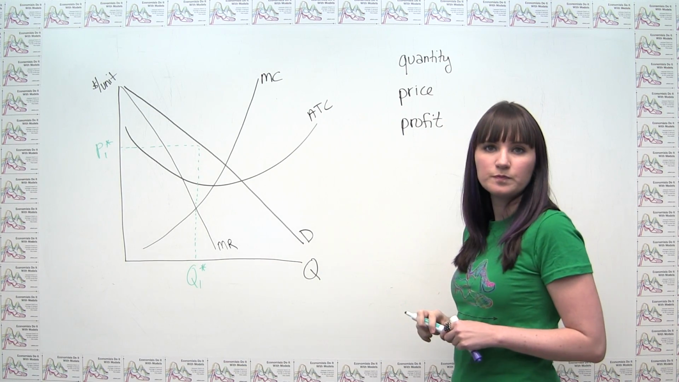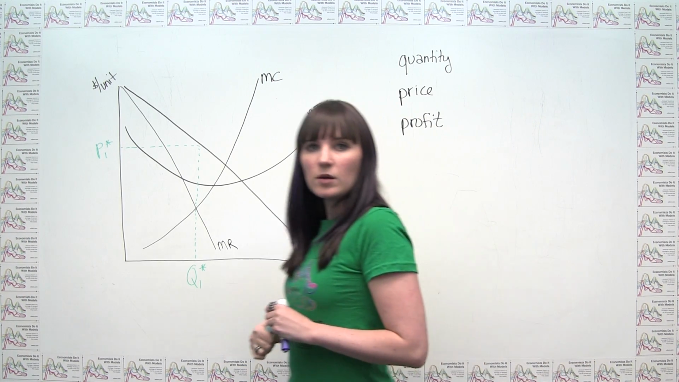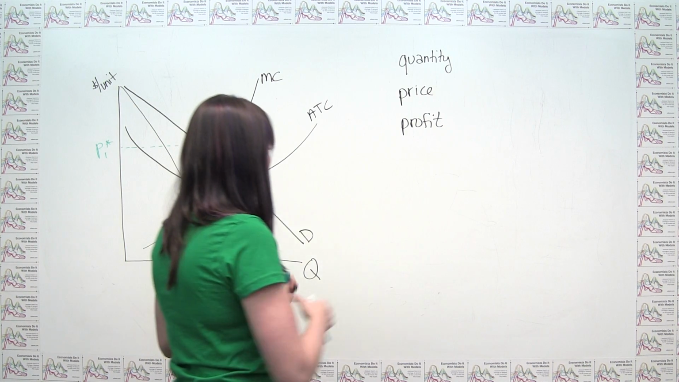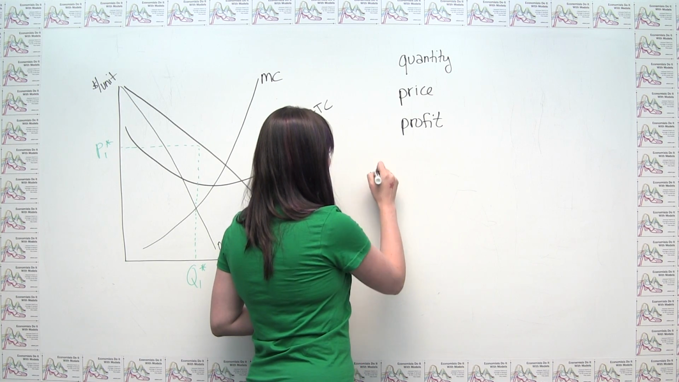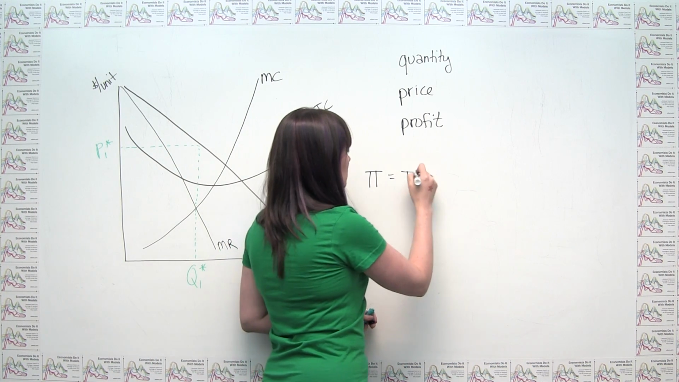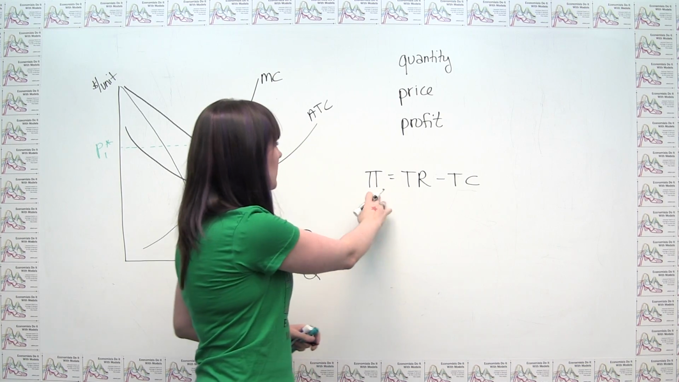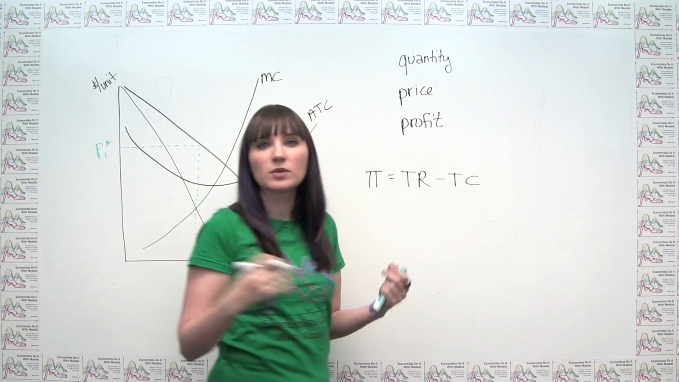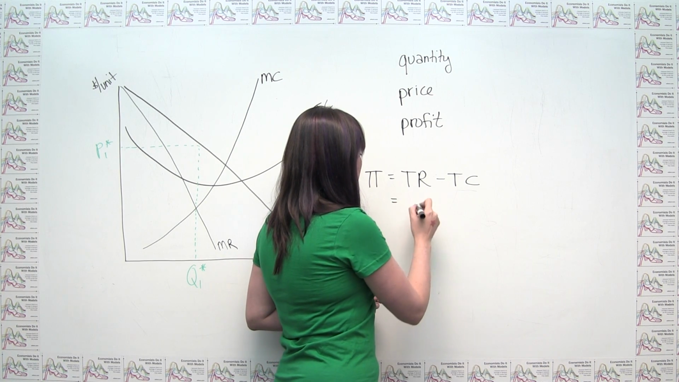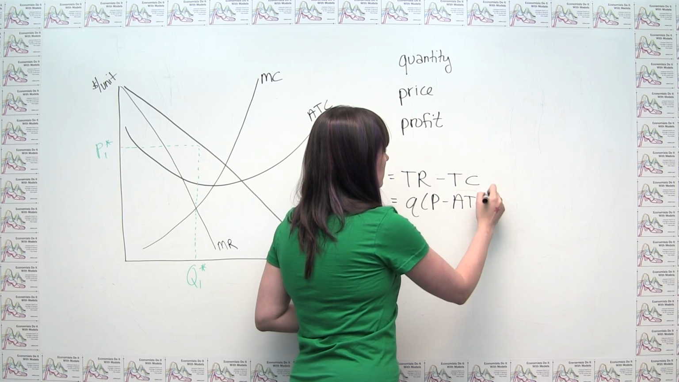So far, so good. We could also remember that profit can be represented by this formula. Profit, which we commonly call pi, is of course equal to total revenue minus total cost. And if we're talking about economic profit, total cost includes implicit cost. But we could also say that profit is equal to quantity times price minus average total cost.